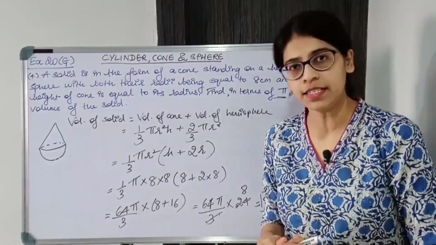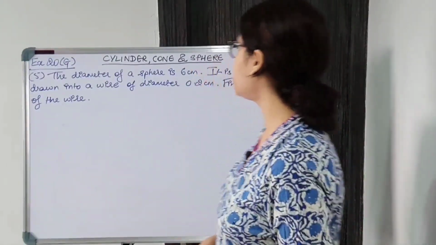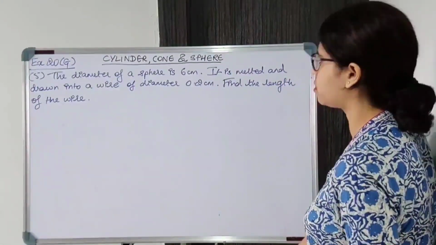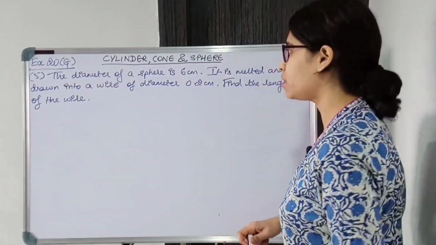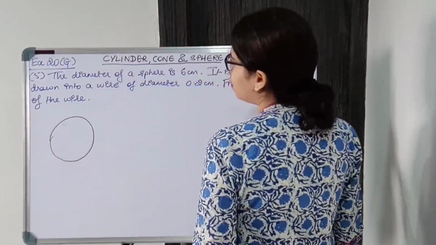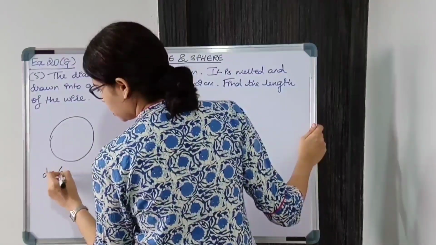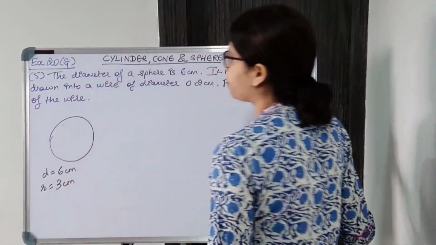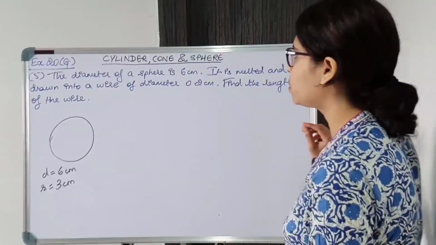You have to write down the final statement. Let's check the next question. Question number 5. The diameter of a sphere is 6 centimeters. It is melted and drawn into a wire of diameter 0.2 centimeters. Find the length of the wire. So there is a sphere and a wire given to you. Okay, so एक sphere है जिसका diameter बोला गया है 6 centimeters, ठीक है. D is 6 centimeters, तो r हो जाएगा 3 centimeters. It is melted and drawn into a wire of diameter 0.2 centimeters.